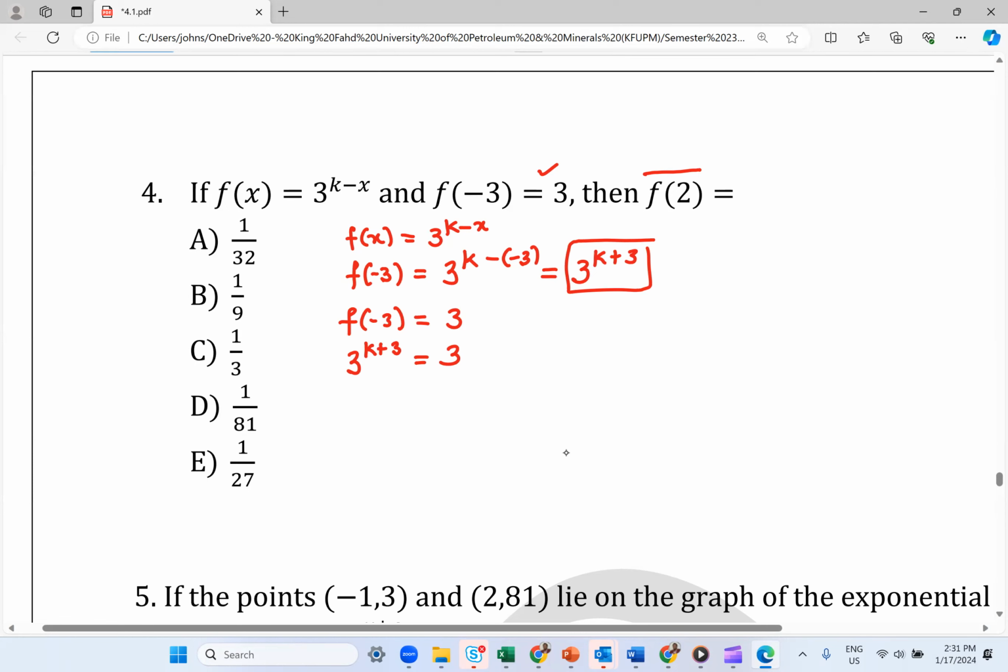This is an exponential equation. We can solve this easily. Here it is 3 to power 1. We can drop the base. So we have just k plus 3 equals to 1. So k is equals to minus 2.